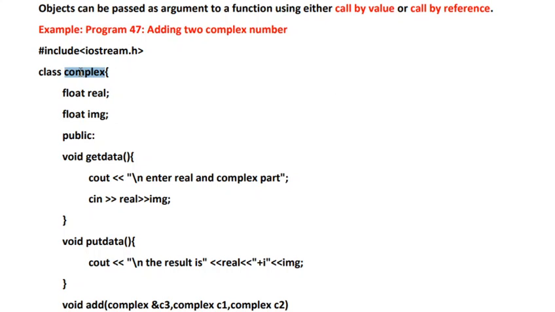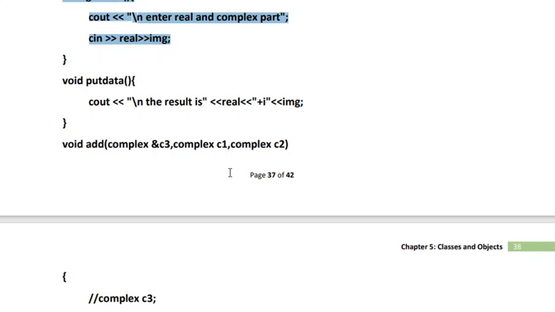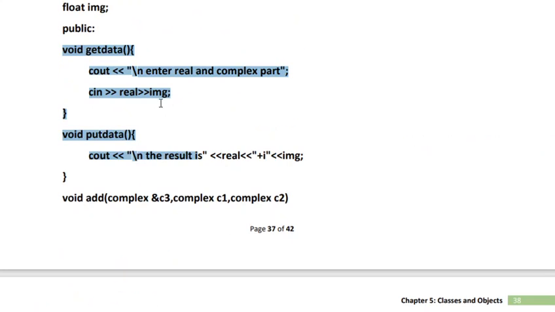So here I have a class Complex where we have two data members placed in the private section, that is real and imaginary, and these are of type float because a complex number has a real part and an imaginary part. In the public section of the class we have three member functions: getdata, putdata, and add.